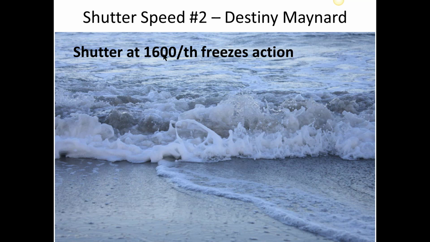But remember, the relationship between ISO, aperture, and shutter speed means that if you change this, you're going to have to do something with the ISO and with the shutter speed and with the aperture. All of these three things work together, and when you learn how to control those, you've really moved ahead as a photographer.